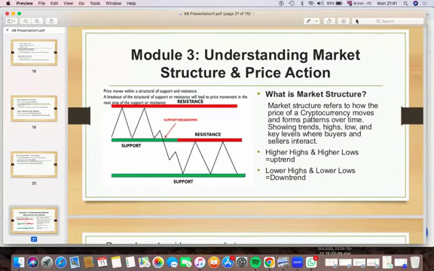Today we'll be talking about market structure and price action. Like you can see from my screen, we've talked about this topic most of the time, but for clearer and better understanding, we've come up with a more properly organized textbook presentation that is going to really guide everybody, making the learning stage easy for everybody.